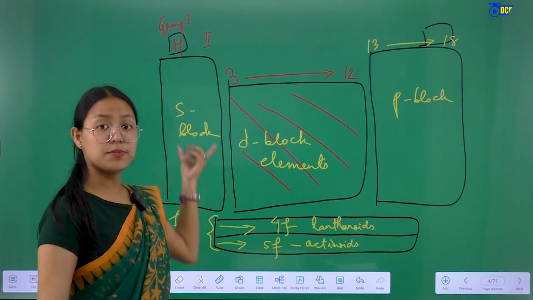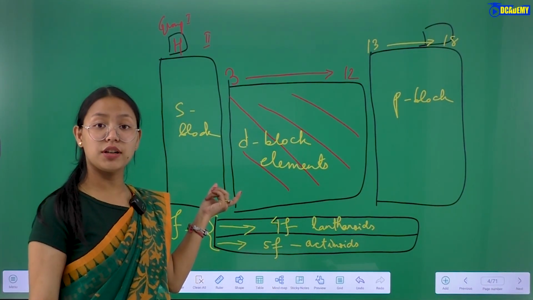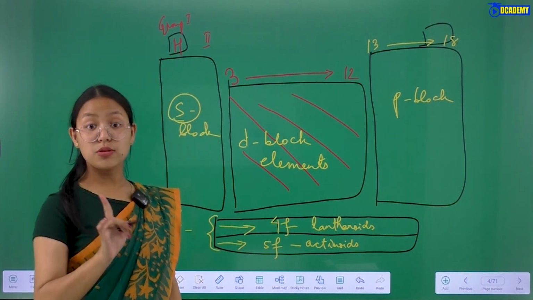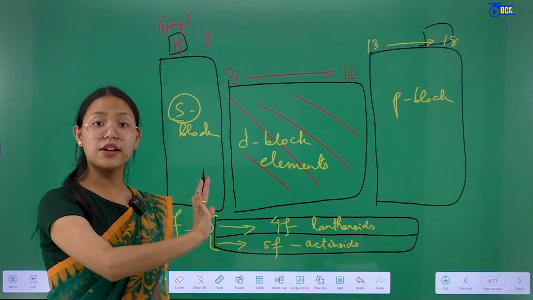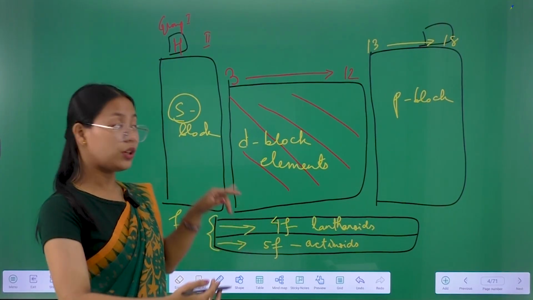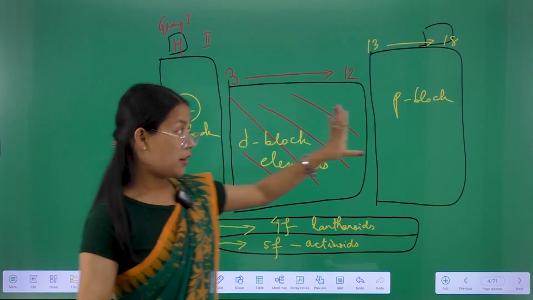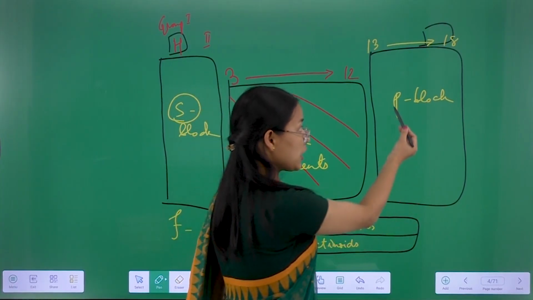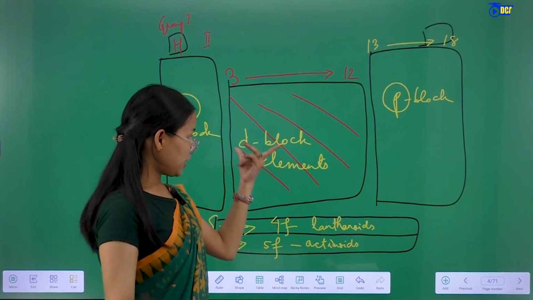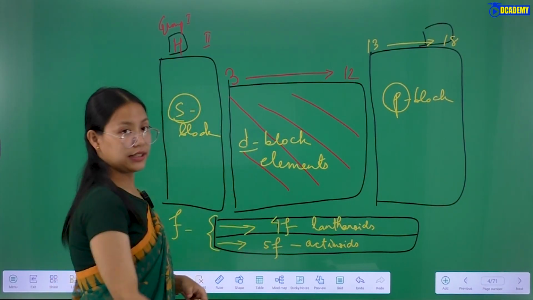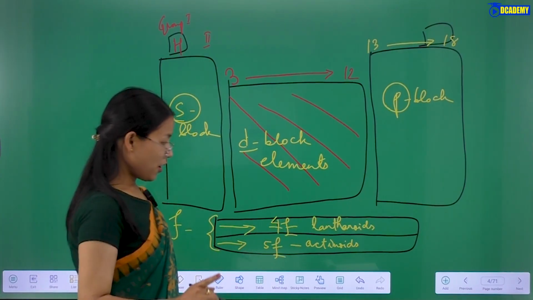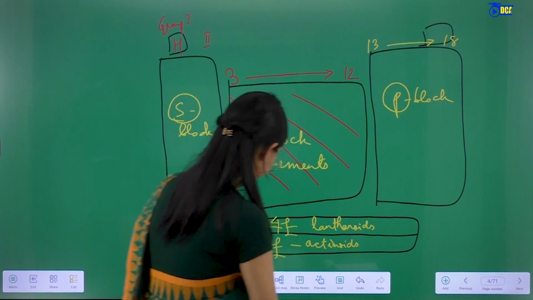So for the S block, in the outermost electronic configuration there will be the presence of only the S orbital. The orbital of the valence electron will be S. In the P block the outermost electron will be entering the P orbital, in the D block the D orbital, and in the F block the F orbital. And now I want to add one more thing here.